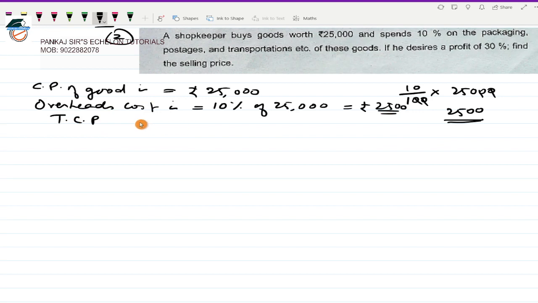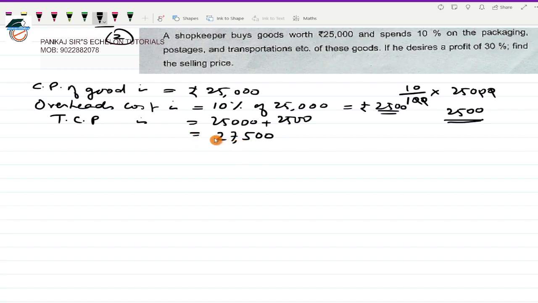Now since you have got overheads, you'll get total cost price. Total cost price is equal to, you'll have to add up this 25,000 and this 2,500. So when you add up, there are 2 zeros here, 2 zeros here, so I'll add them. Then you have a 5 over here, 5 plus 0 will be 5. And then 2 plus 5 will be 7, and this is 2. So 27,500 will be your total cost price.